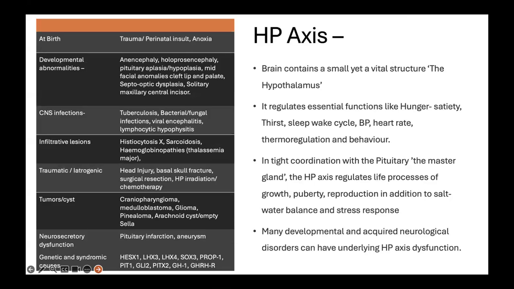There could also be infections such as bacterial, fungal, tuberculosis, etc., or infiltrative disorders such as histiocytosis X, thalassemia major, traumas, tumors of the central nervous system, and various genetic and syndromic causes can affect the hypothalamo-pituitary axis and cause hypopituitarism in that scenario.